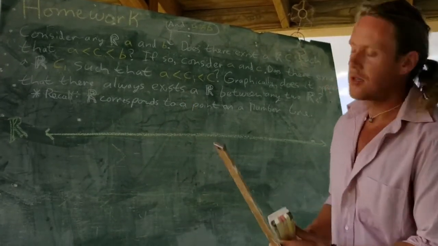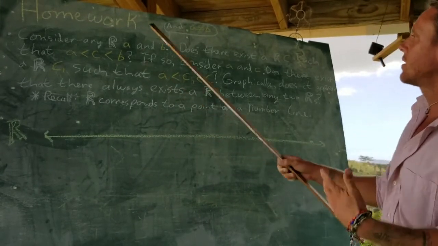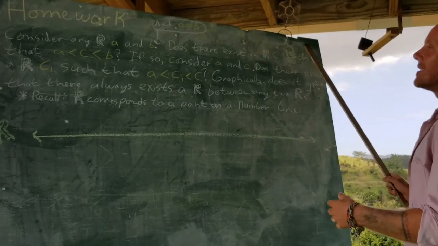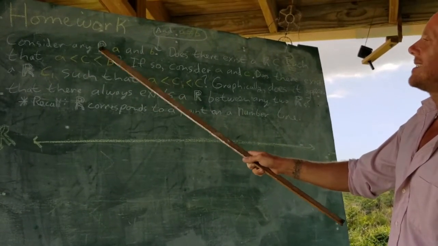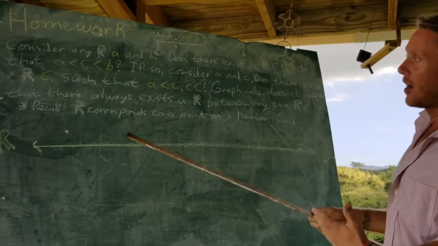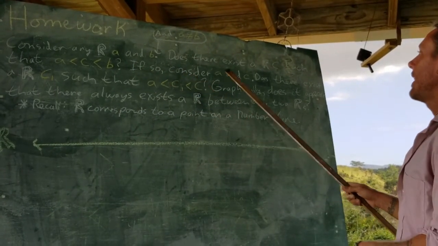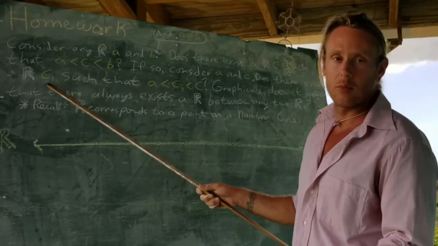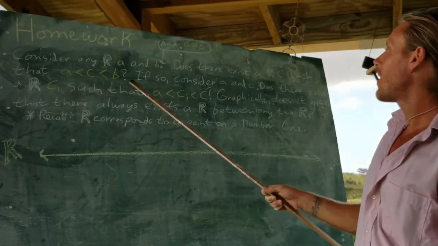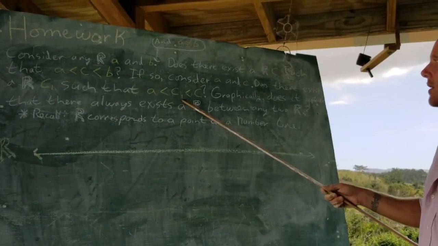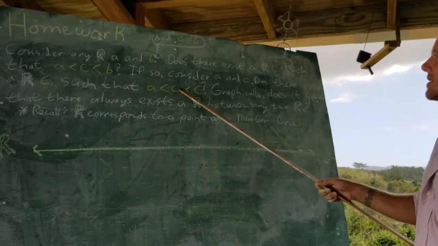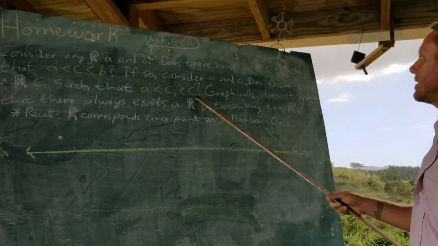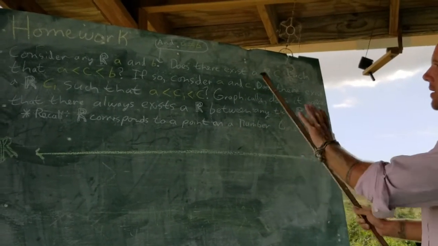All right, so let's continue reading the directions. So consider any real number A and B, and A is not equal to B. Does there exist a real number C such that A is less than C, C is less than B, or C is between them and not equal to A or B? If so, consider A and C. Does there exist a real number C sub 1, remember we talked about that notation a few lessons ago, such that A is less than C sub 1, which is less than C? Or in other words, C sub 1 is in between A and C, but not being equal to either A or C. We'll deal with this part last.